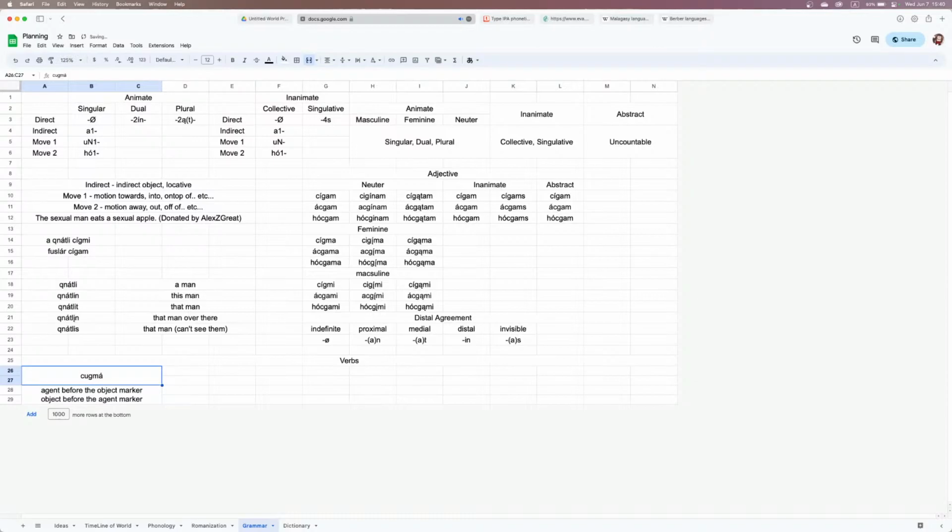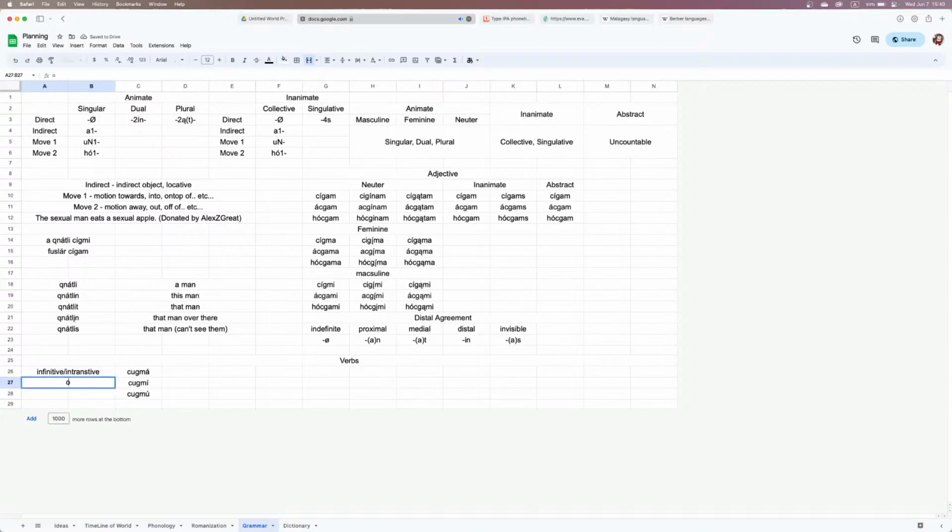Zugma. So I think zugma, the final stress would be a good idea for the infinitive slash the intransitive form. And then zugmi, zugmu.